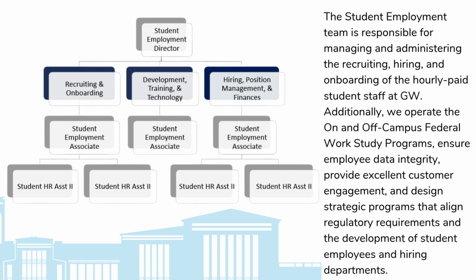Our team is organized into 3 functional areas: recruiting and onboarding, hiring, finance and terminations, and training and resource development. Each year, we hire over 4,500 student staff in nearly 6,000 positions for over 200 departments on campus and a dozen off-campus site partners. And we support hundreds of supervisors and hiring managers.